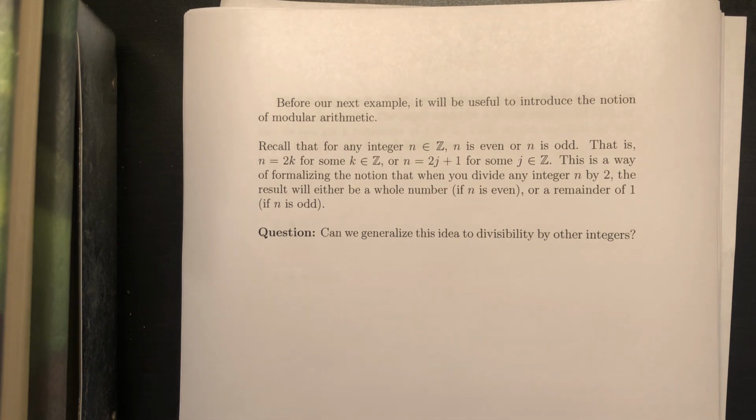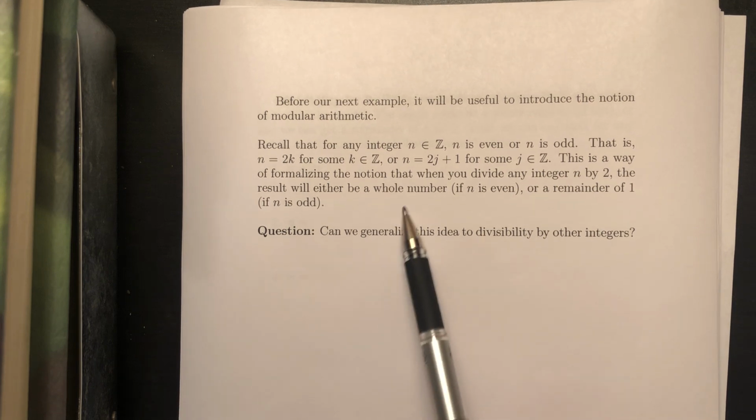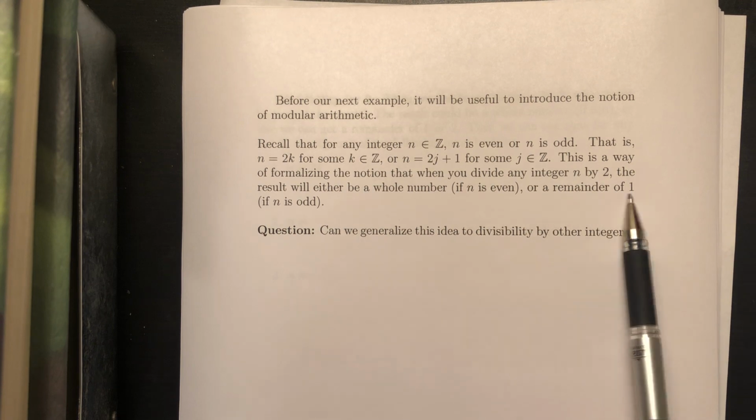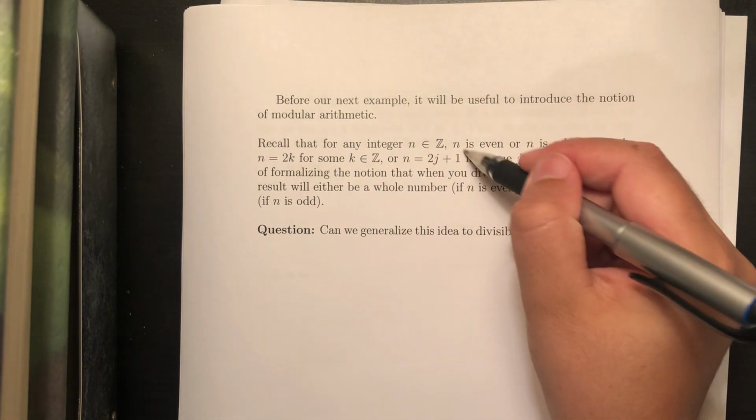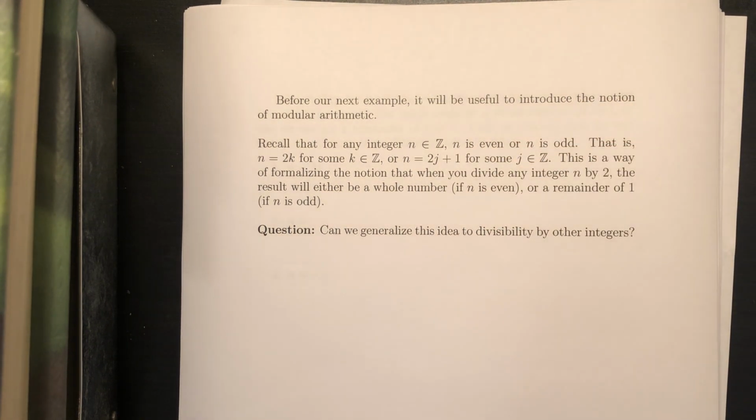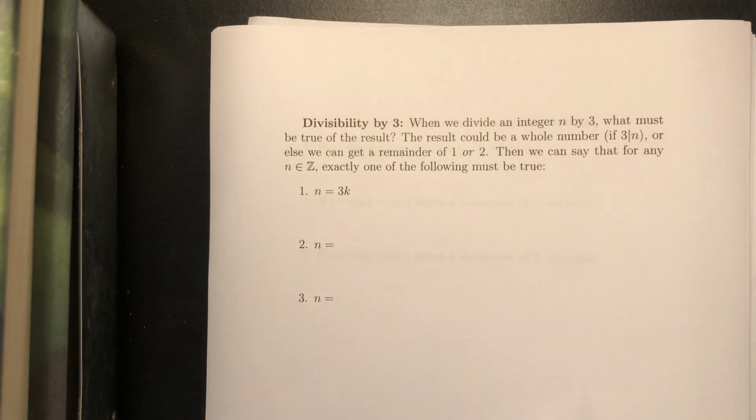So if you take any integer and you divide it by 2, the result is either going to be a whole number when n is even, or it's going to have a remainder of 1, that's your plus 1 here, if n is odd. And so a good follow-up question would be, can we generalize this idea to divisibility by other integers other than just 2? And we can. So let's look at divisibility by 3.